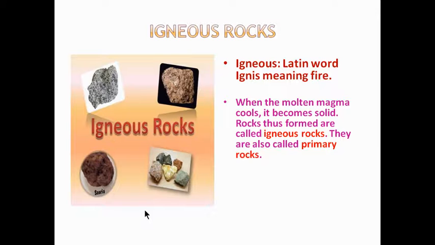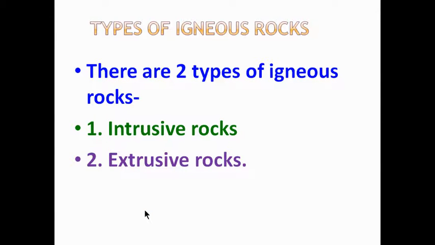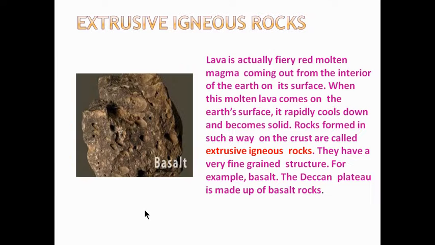Igneous comes from a Latin word which means fire. When molten magma cools, it becomes solid. Rocks formed in this way are called igneous rocks. They are also called primary rocks. Igneous rock is also classified into two parts: intrusive rock and extrusive rock.